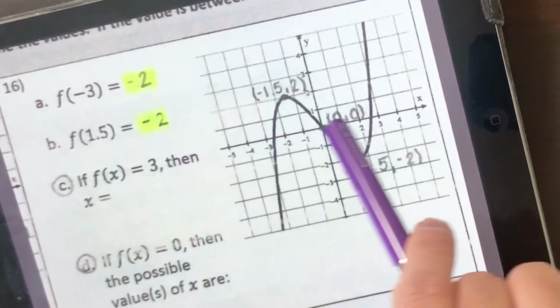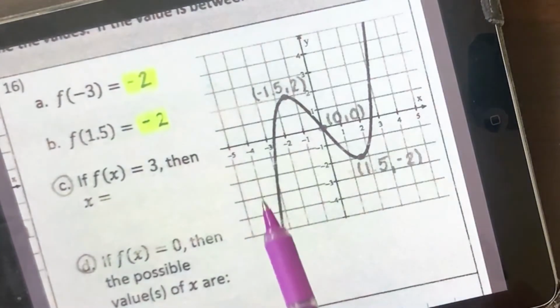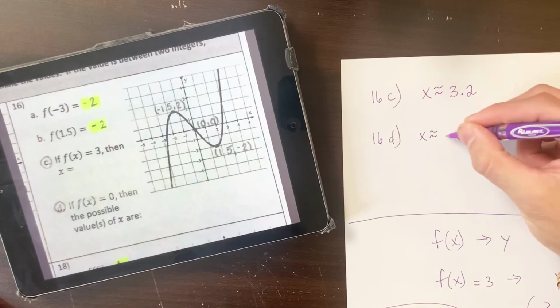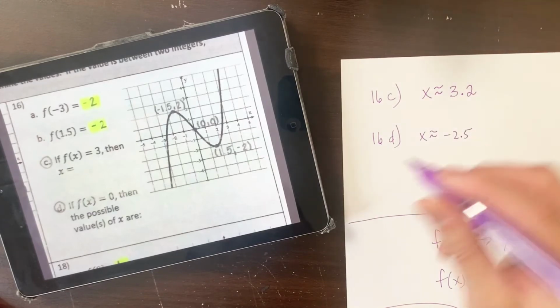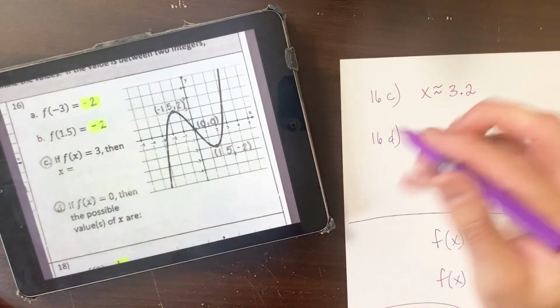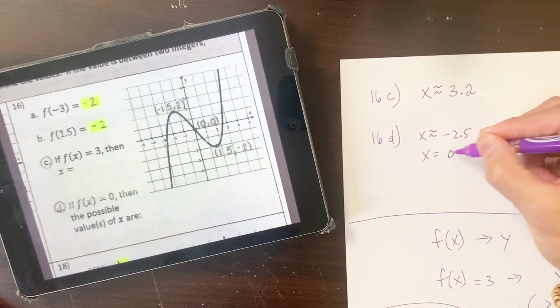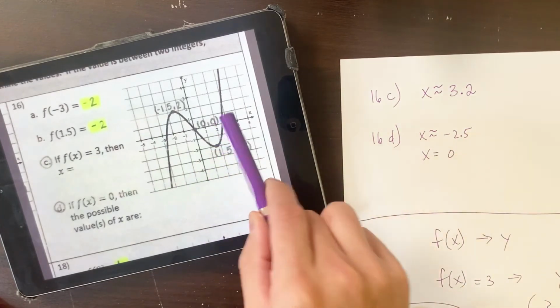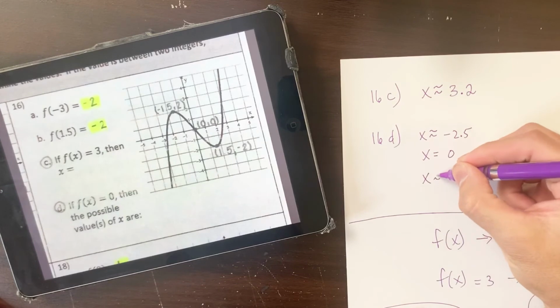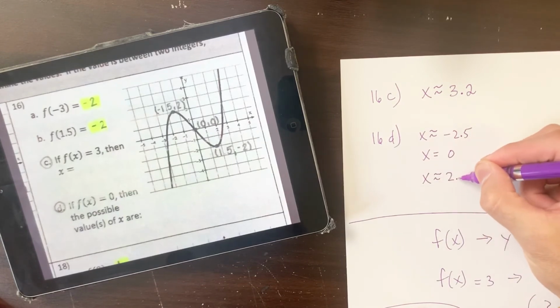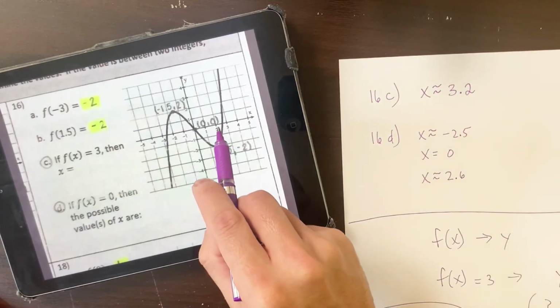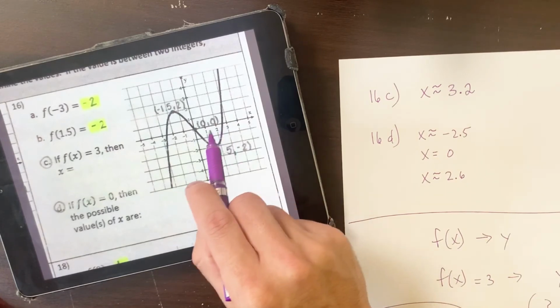Where here does the graph cross the x-axis? Right there, which we can sort of eyeball to be about negative 2.5. And then also here, which is labeled as the origin, so we'll just call it 0. And then also here at this location, that looks to be, honestly, that looks more like 2.6. It looks just like it's a little bit after the midpoint between 2 and 3.